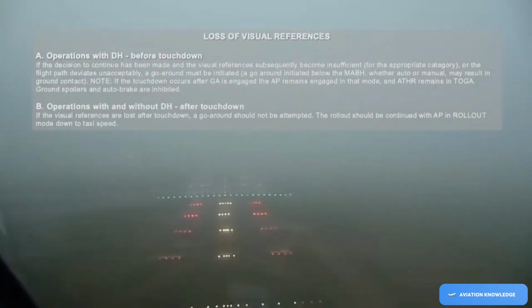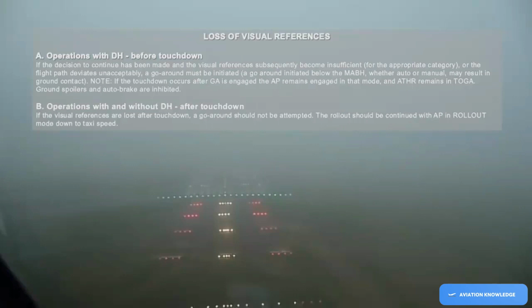Loss of visual references. A. Operations with decision height. Before touchdown, if the decision to continue has been made and the visual references subsequently become insufficient for the appropriate category, or the flight path deviates unacceptably, a go-around must be initiated.